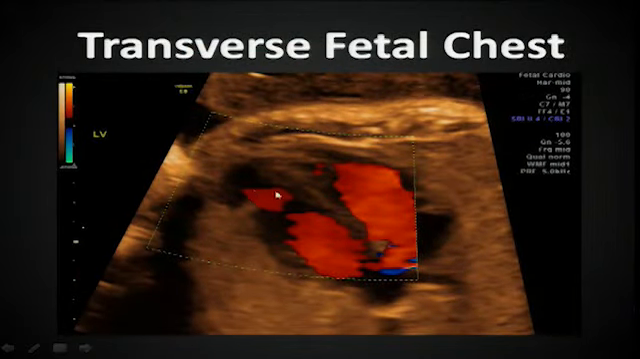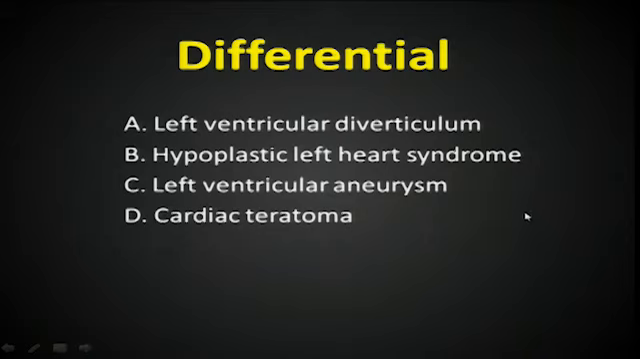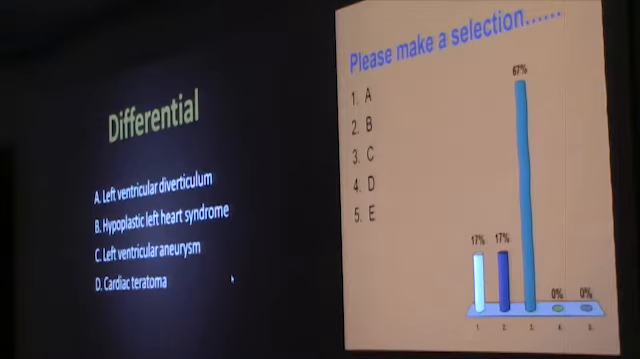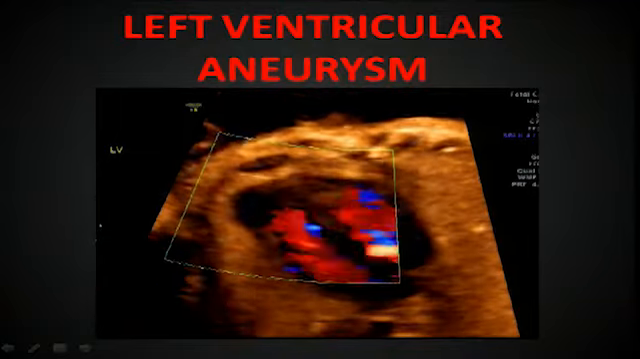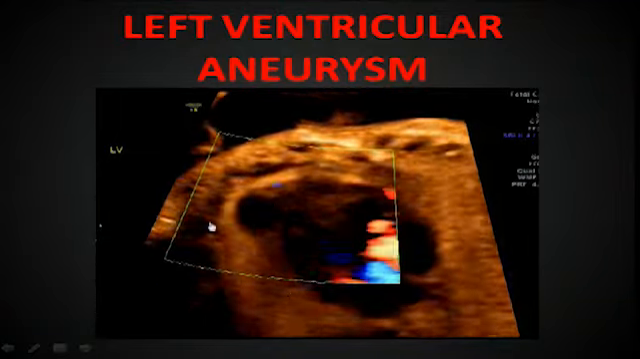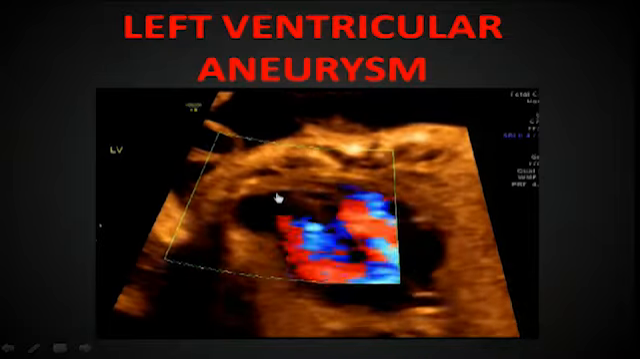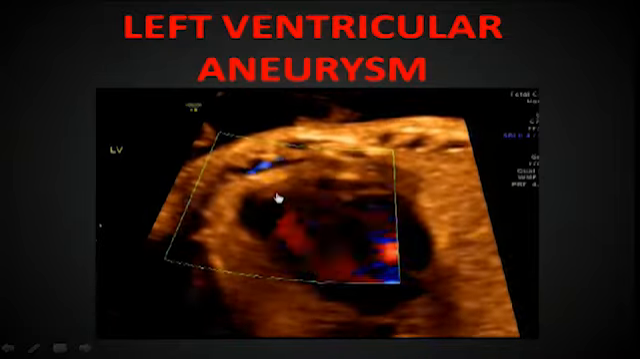It's extending down here. So the differential on this: left ventricular diverticulum, hypoplastic left heart syndrome, left ventricular aneurysm, or cardiac teratoma. So, left ventricular aneurysm. I mean, this impacts their delivery and how this baby is going to do. Just for us, as we're scanning, I was just scanning and I was like, what the heck is that?